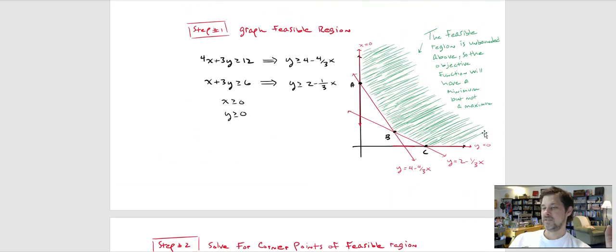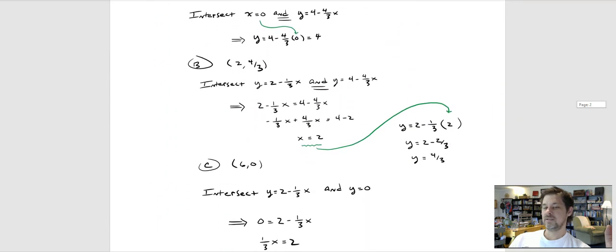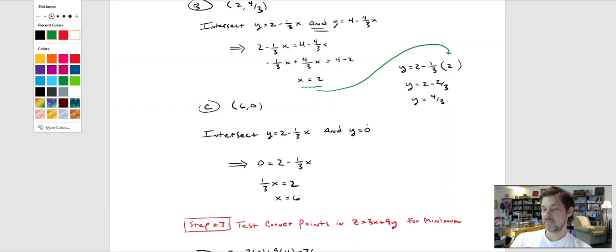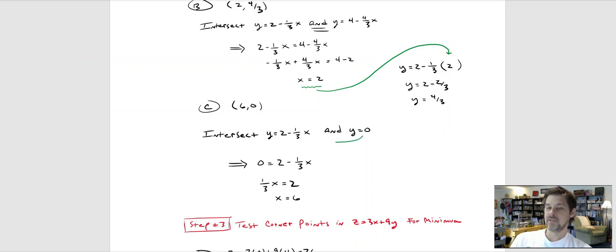So last, point C, the last corner point for our feasible region, is the intersection of y is 2 minus 2/3 x, this line, and y is equal to 0, this one. Now, if I'm working with the assumption that y is 0, then I can take that and plug it into the other equation. It's a known value of y. So I do that. It looks like this. I solve it for x, I get 6. So point C is 6 for x, 0 for y.